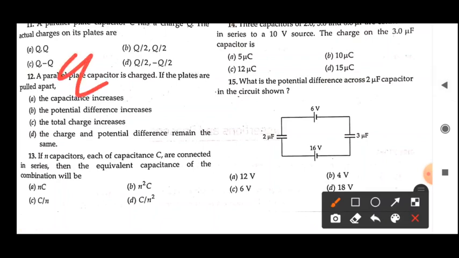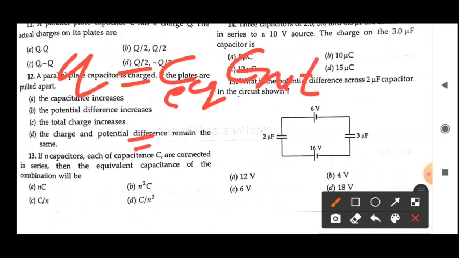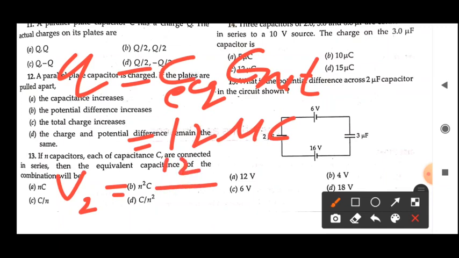The value of charge will be equal to C equivalent into E net. If you put in the values of C equivalent and E net, the charge is obtained as 12 microcoulomb. Now we can find the potential across the 2 microfarad capacitor. That will be Q by C1. Q is 12 microcoulomb and C1 is 2 microfarad, the micro cancels out, and it is obtained as 6 volt. So this is the answer to our question.